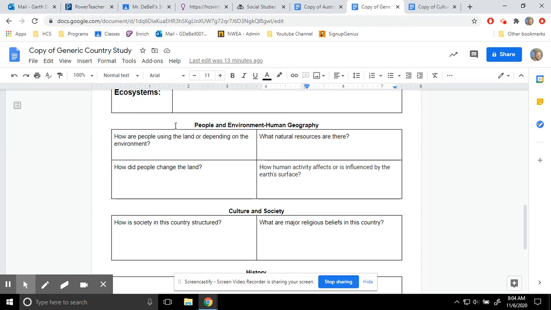How are people using the land or depending on the environment? Well, we talked about that. What are people doing that's causing the environmental issues? That they're doing things to the land. What natural resources are there?